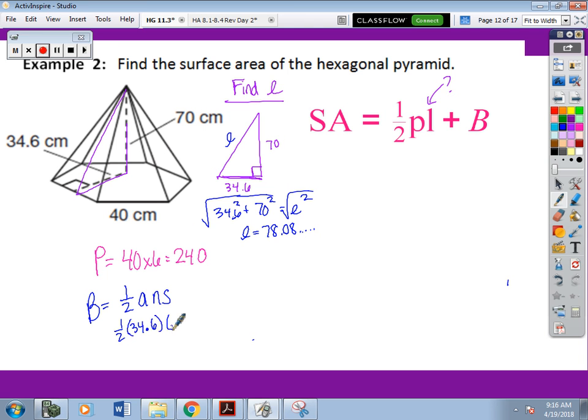The number of sides was a hexagon, right? So we had 6 sides. And one side length was 40. Multiply all of that together, and we should get 4,152 for big B. And now we just have to plug this all in.